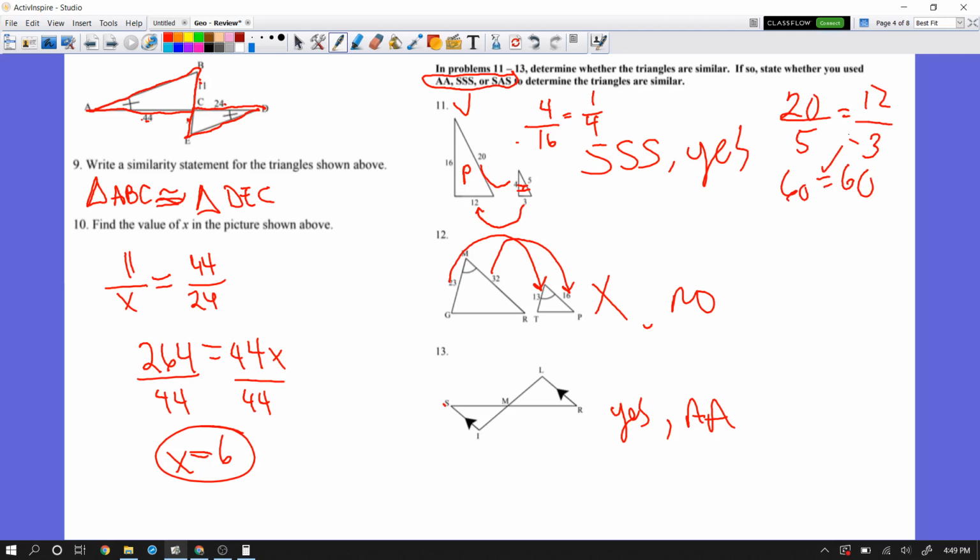The only possible choice you have is side, side, side. It doesn't even show any angles are congruent. So this one's obviously, yes, they are similar, side, side, side. The same exact thing as what we did right here applies to this.